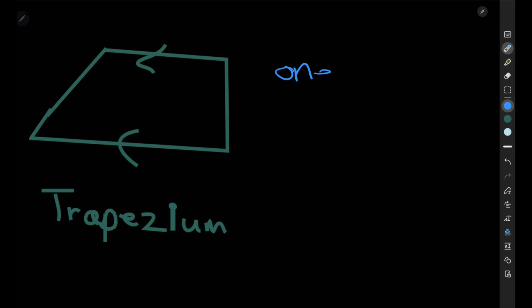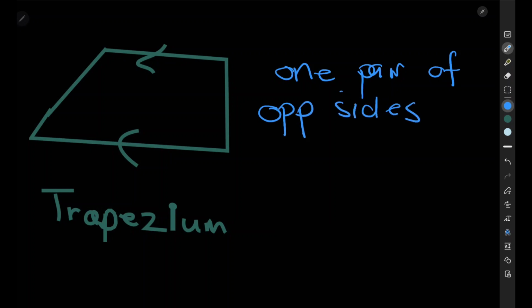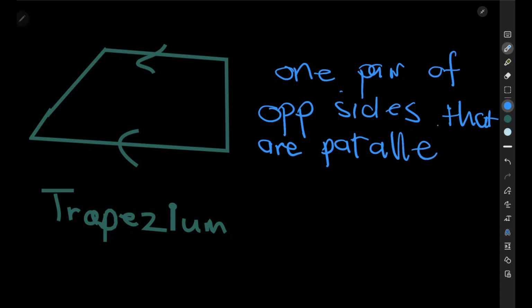So we only have one pair of opposite sides that are parallel. There's nothing equal about a trapezium. It just has one pair of sides that are parallel, and obviously those sides are these ones.